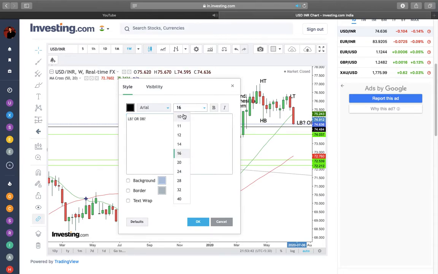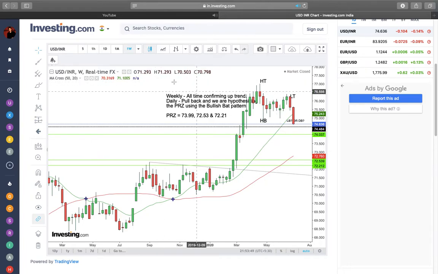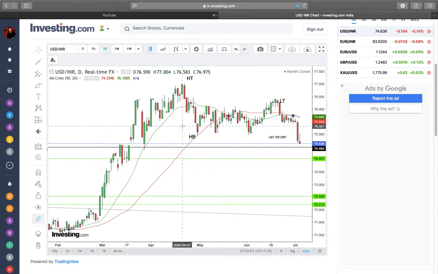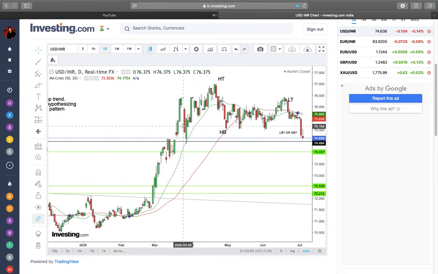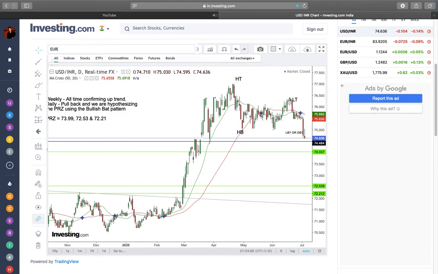This is a question that we have for the price action here, but it makes complete sense to be short on the dollar if you're trading on shorter time frames. So there we have it. This is the assessment for USDINR. So while we are on it, maybe we can just have a quick look at the Euro INR.